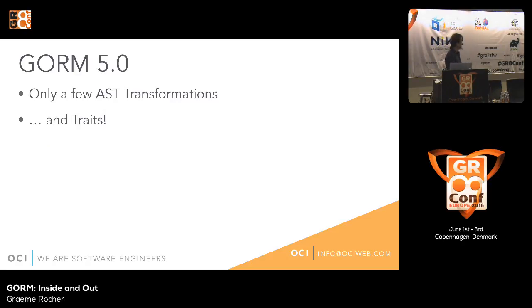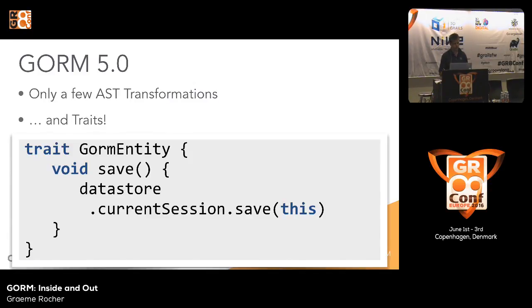So now, with Grails 3.1 and the 3.x line, we introduced Gorm 5, which is a complete re-architecting of Gorm to use only a few AST transformations, mainly around where queries and specific use cases. But the majority of what is done by Gorm now is done by traits. So for example, there is a Gorm entity trait which all of your domain classes implement. So what does this give us?